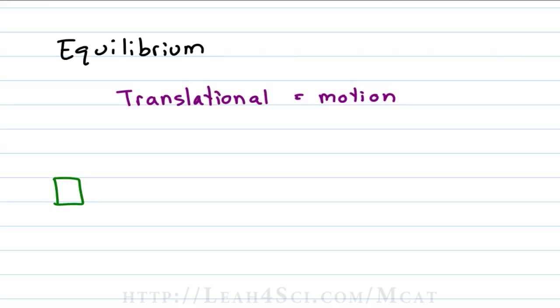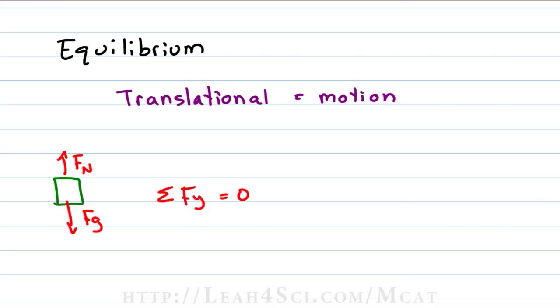Let's use a simple block where the downward force is gravity and the upward force is the normal force. This block is not moving in the y direction because it is in equilibrium, meaning the upward force and the downward force perfectly cancel out, or simply the sum of the forces in the y direction are equal to 0.